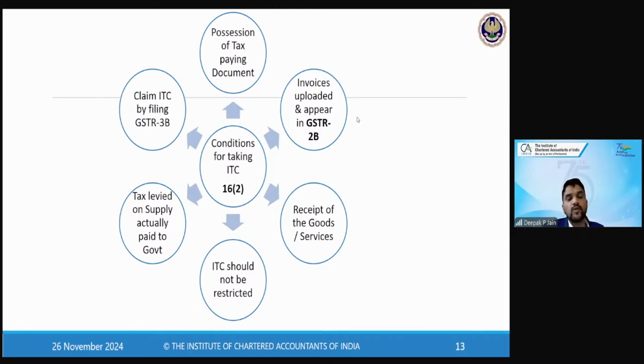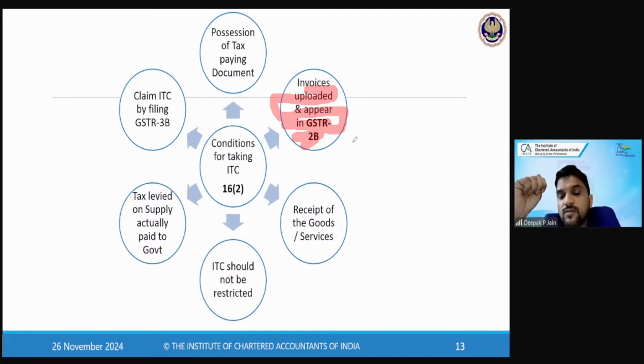Okay. So you should be in possession of a tax paying document. That's the first condition. Second condition is invoices uploaded and appearing in your GSTR 2B. Whatever the invoices are, there is a return mechanism that we have to understand clearly. There is something called GSTR1. What does GSTR1 consist of? It consists of all the sales made, and once you have uploaded.